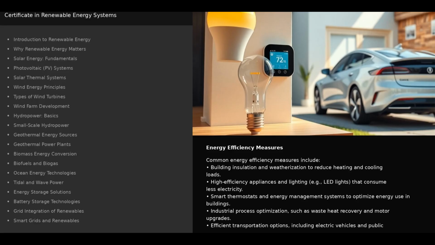By systematically implementing these measures, societies can dramatically reduce their energy footprint, making the transition to renewable energy both more feasible and more impactful. Energy efficiency is a foundational pillar of any comprehensive sustainable energy strategy, complementing renewable energy generation.